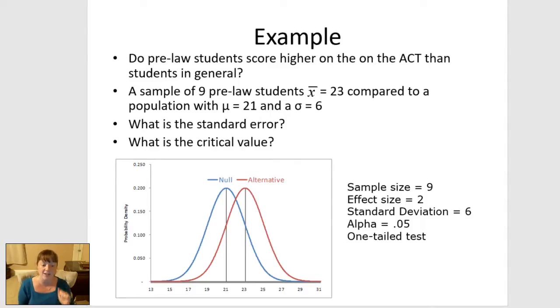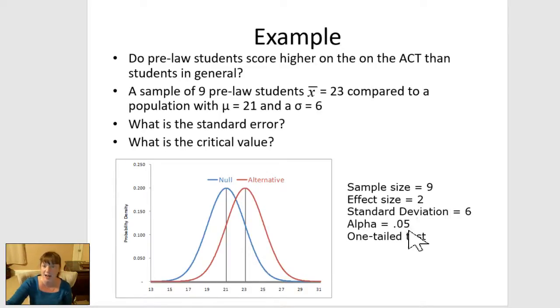And so let's take our example from before with the pre-law students, right? Do pre-law students score higher on the ACT than students in general? I've got a sample of 9 pre-law students that had an X bar of 23, and then I'm going to compare that to a null hypothesis population that itself has an average of 21 and a standard deviation of 6, right? So I've got a sample size of 9, which matters because that's how I'm going to get my standard error. I've got an effect size of 2. The difference between 21 and 23 is in fact 2.